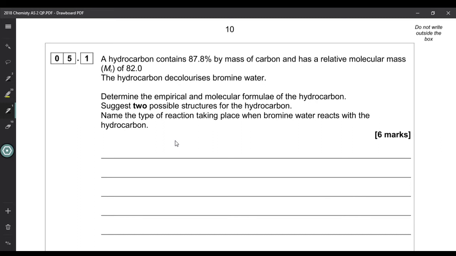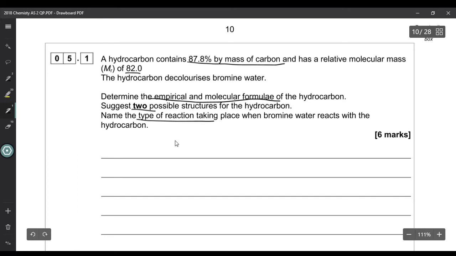So question 5 tells us we have a hydrocarbon that contains 87.8% by mass of carbon and has a relative molecular mass of 82. The hydrocarbon decolorizes bromine water. Determine the empirical and molecular formula of the hydrocarbon and suggest two possible structures of the hydrocarbon. Name the type of reaction that takes place when bromine water reacts with the hydrocarbon.